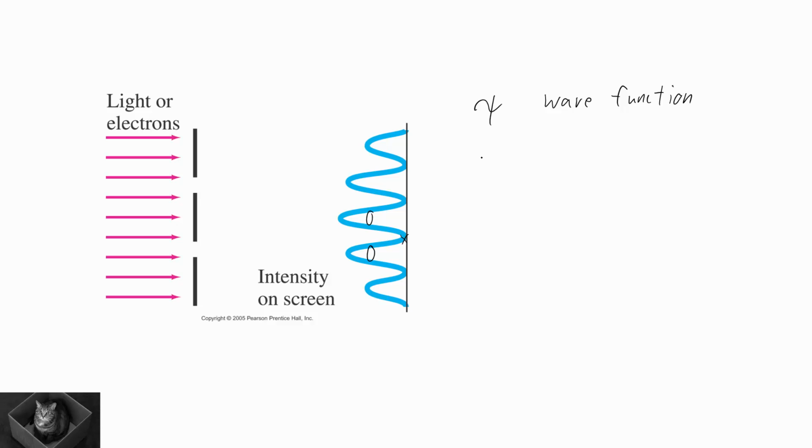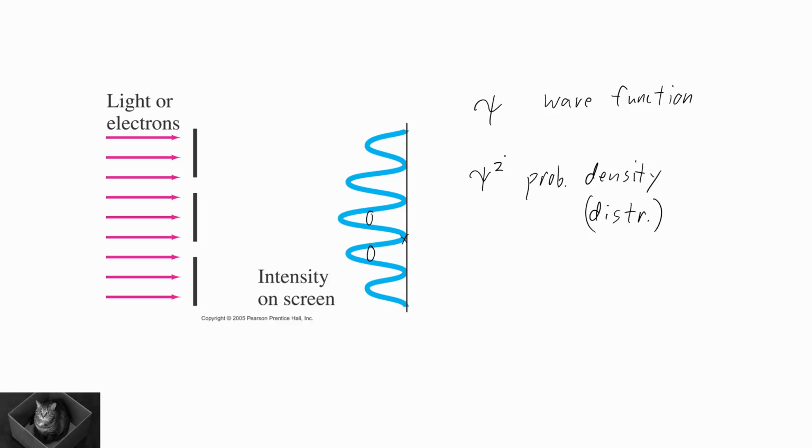And then when we want to convert this into a probability, we have to square it. And so this is called the probability density, sometimes also known as the probability distribution. So that is kind of what this matter wave is talking about.